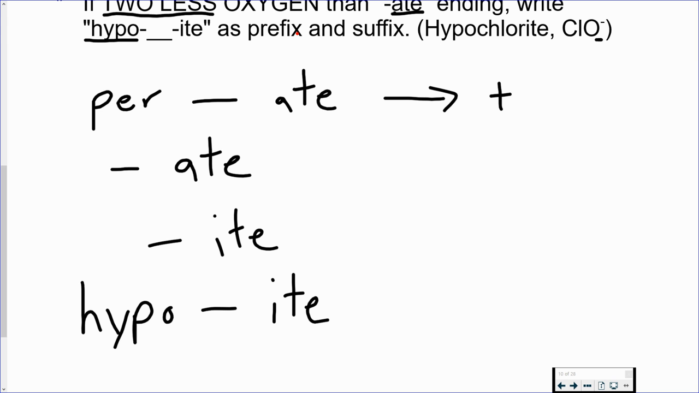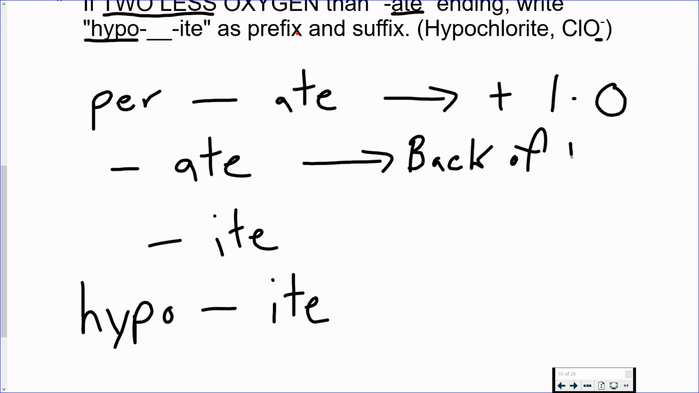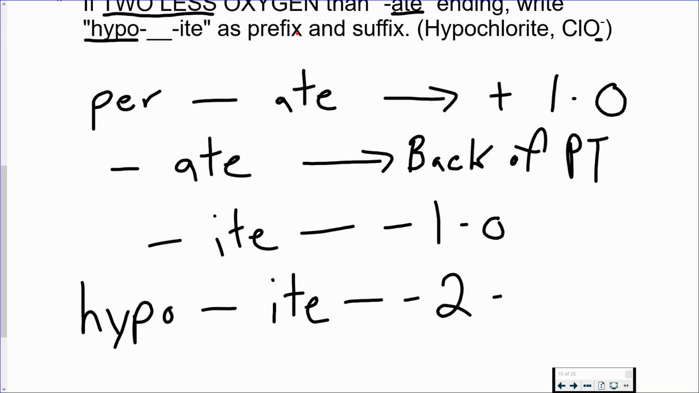This means plus 1 oxygen. Okay, it's plus 1 oxygen. This one is on the back of the periodic table. Ite is minus 1 oxygen. And hypo-ite is minus 2 oxygens.